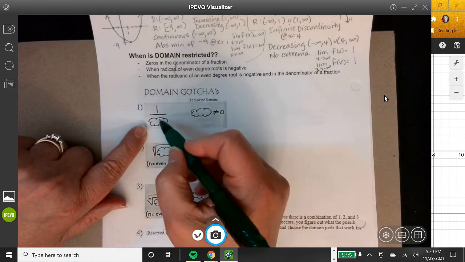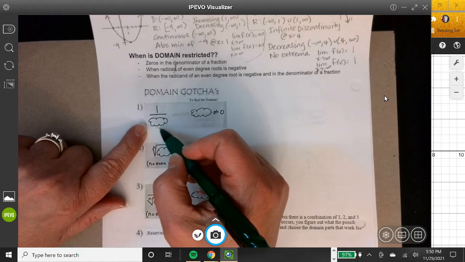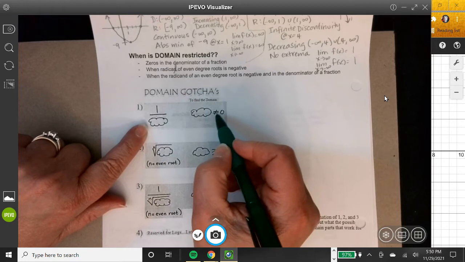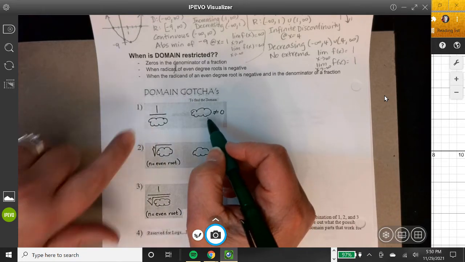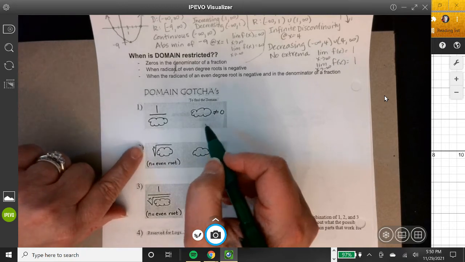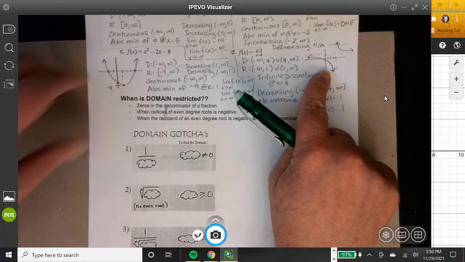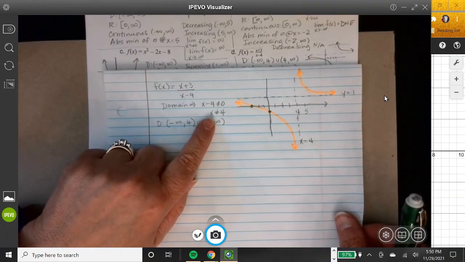But to find the domain, whatever it is in the denominator, and I make it a white puffy cloud because those aren't scary, I have to set whatever the denominator is not equal to 0. And where it isn't equal to 0, I exclude it from my domain. Just like we did with the rational graph here, right? We excluded 4 from our domain.